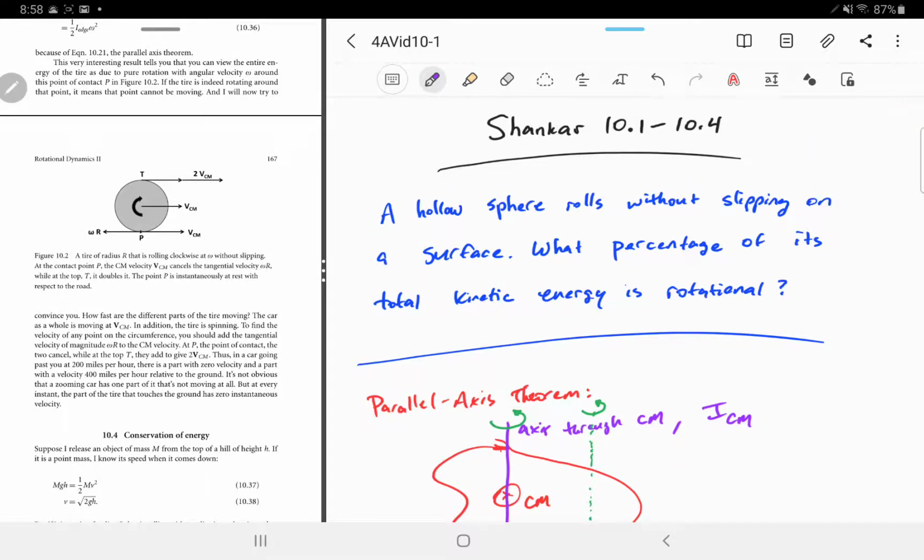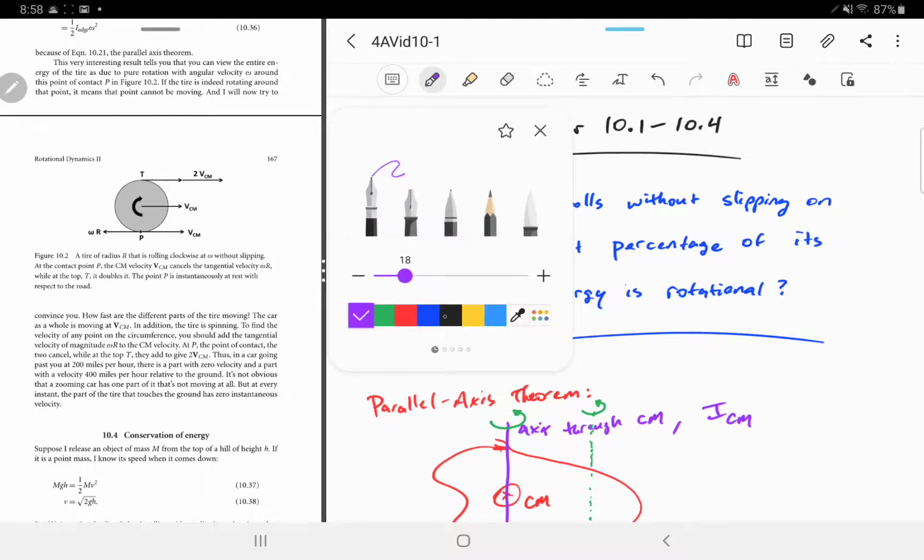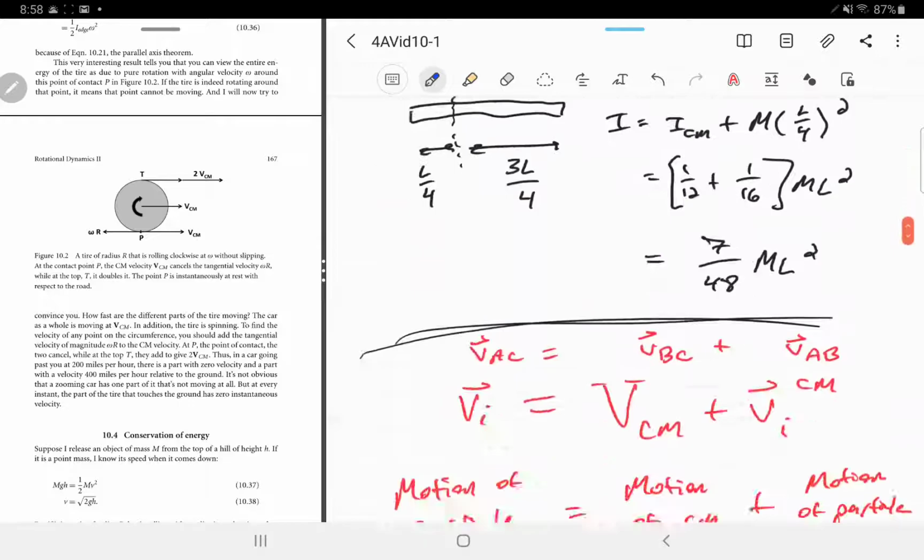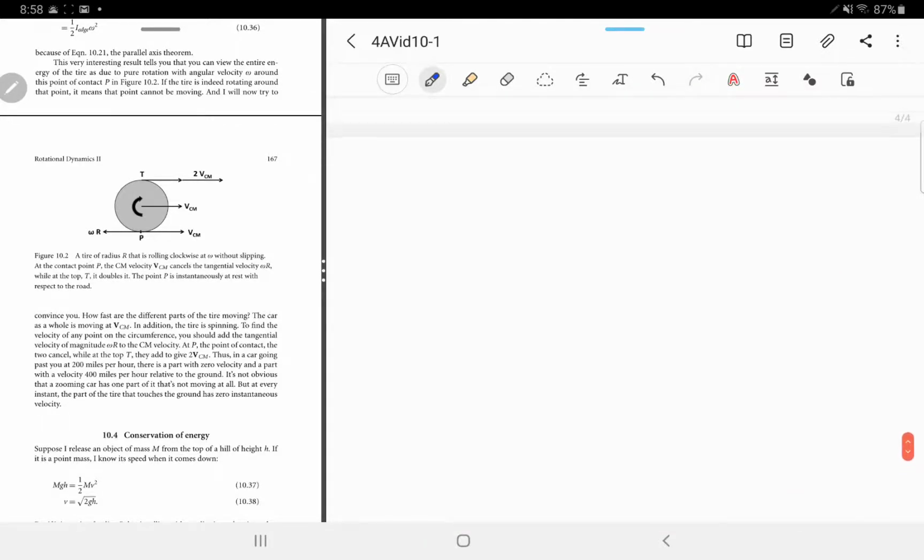Okay, so let's answer this question. A hollow sphere rolls without slipping. Now we know what that means, what we can do with that on a surface. What percentage of its kinetic energy is rotational? Okay, so we're going to answer the original problem now.